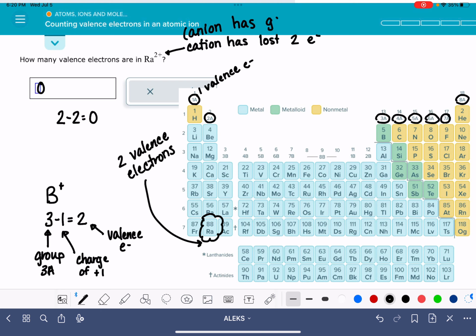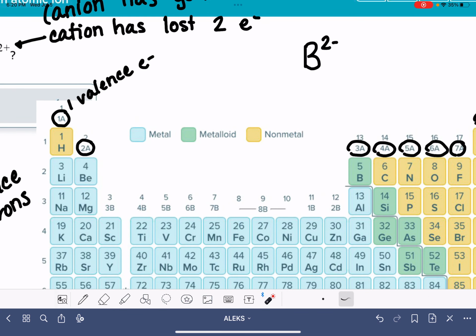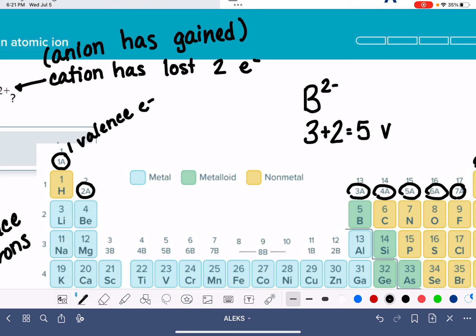So an anion has gained electrons, and the number of electrons gained is going to be indicated by the charge. So let's use boron again. Let's say that we had boron and it was a -2 ion, and it was asking us how many valence electrons are there. Well, because of boron's location on the periodic table, we know that the boron atom starts with 3 valence electrons. The charge means that it has gained electrons. Anions have gained electrons. The 2 tells us how many electrons it has gained, and now that would mean that it has 5 valence electrons.